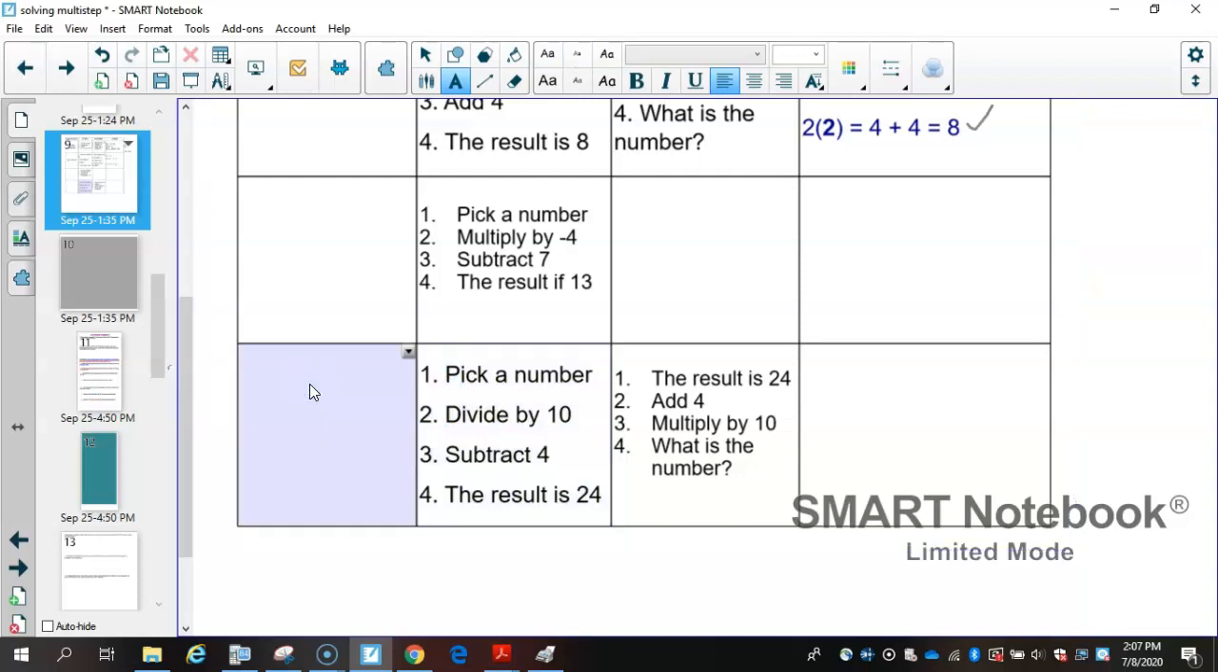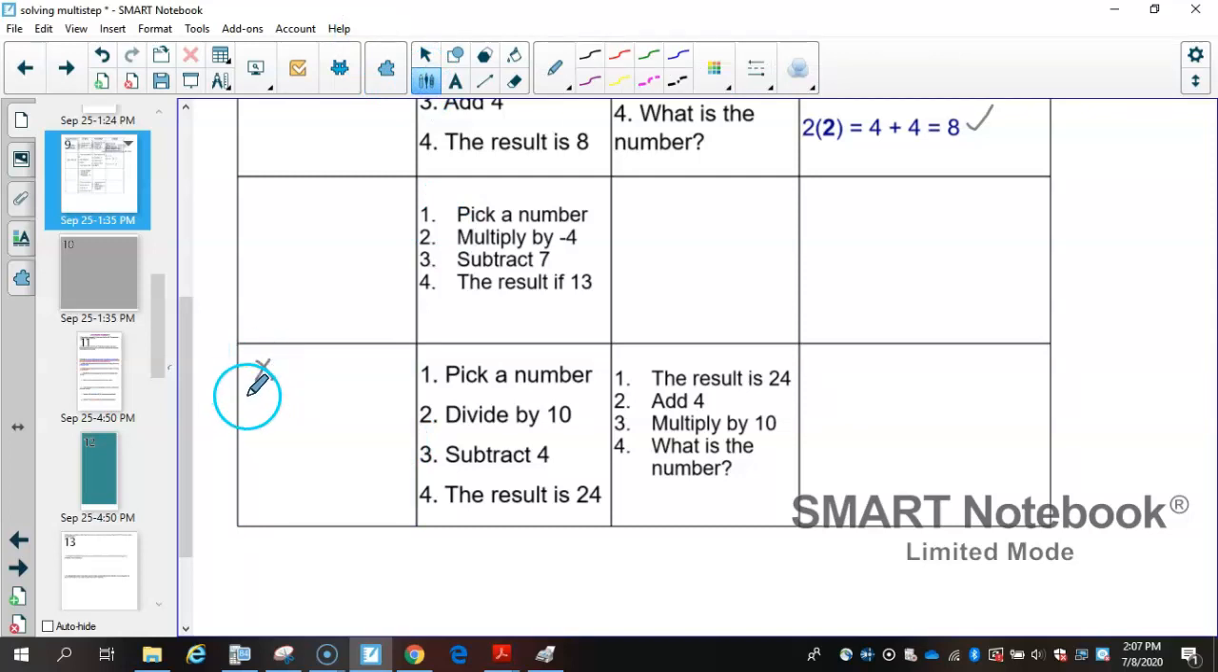Now in my equation, I'm going to say my number or my variable is x, but I'm not going to put it down just yet. And it wants me to divide by 10. So if I have some variable and I'm dividing it by 10, it would kind of look like a fraction. But then it wants me to subtract 4 and then have the result be 24.